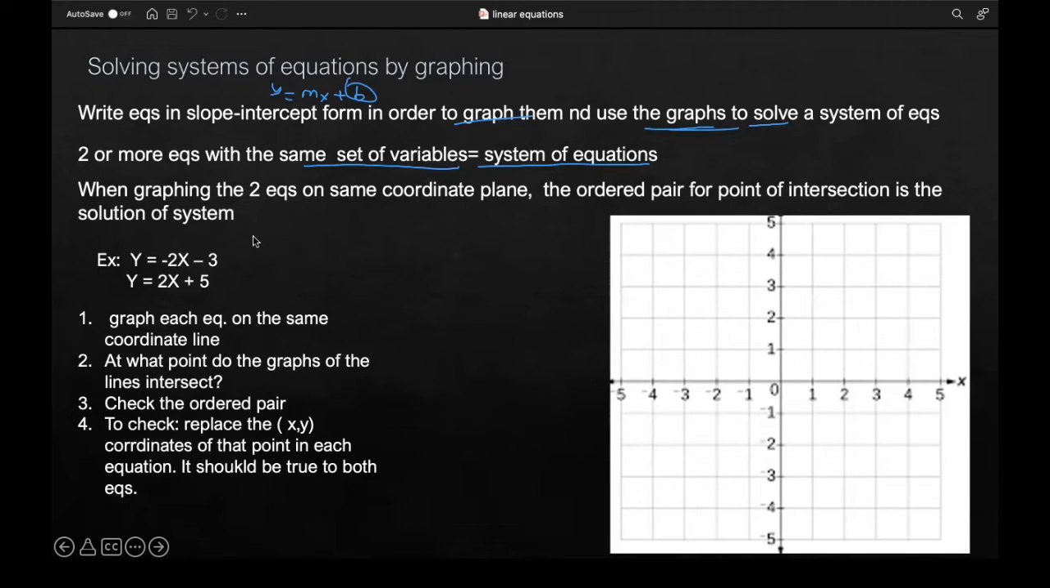So in graphing the 2 equations on the same coordinate plane, the ordered pair for a point, which means x and y, the coordinates of the point of intersection, the point of intersection is the solution of the system. So when we sketch these lines, we're going to have a point of intersection. And so this is the solution for the 2 equations, the x and the y.